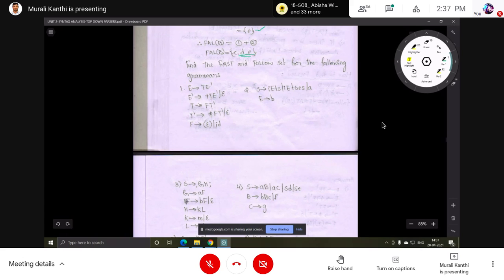So this is a grammar. What is the grammar? E implies T E dash, E dash implies plus T E dash. One more production is epsilon. T implies F T dash, T dash implies star F T dash, epsilon, F implies E, not epsilon. This one is E.